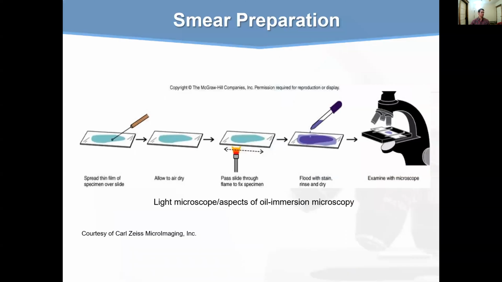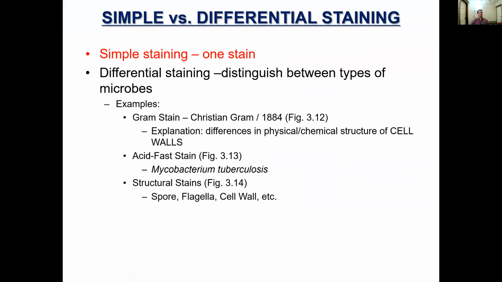Here is how you prepare your stain. You spread a thin film of the specimen over a slide with your inoculation loop. You allow it to air dry. You pass it over a flame, and then you flood it with the stain. You rinse it with DI, deionized water, and then you look at it using a microscope.